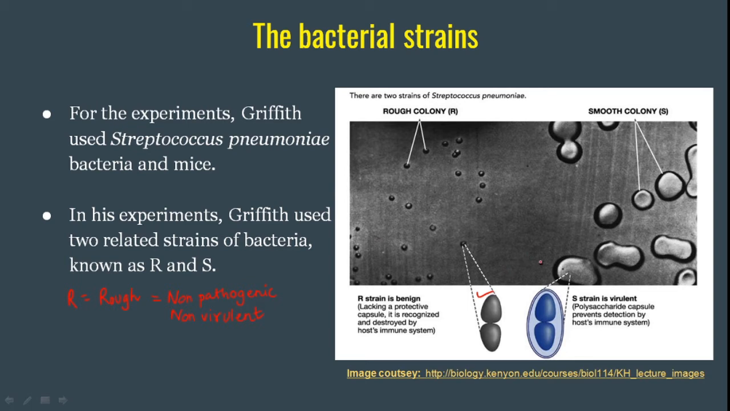The other strain, the S strain, is also known as the smooth strain. I'll write it down over here. The other name is the smooth strain or the S strain. It has a protective polysaccharide capsule which prevents detection by the host's immune system. So if the mice get infected by this S strain, they will die of pneumonia. This makes the smooth strain the virulent, pathogenic strain.